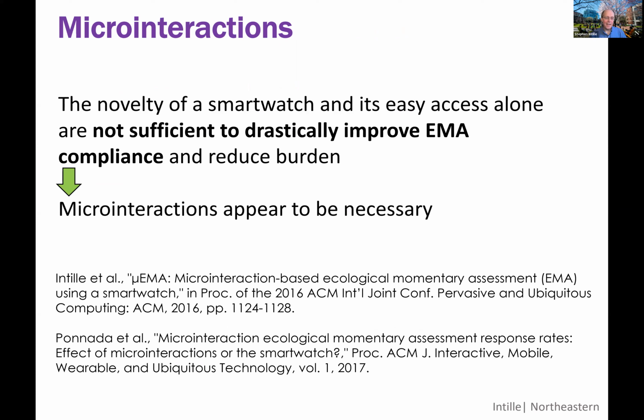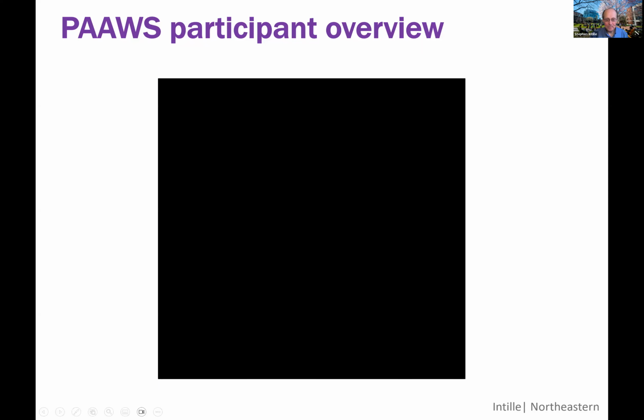But I want to give you a sense of one project we have going on right now to collect data to try to figure this out, but it also motivates why we're interested in micro-EMA. We call the project PAWS, is the acronym, because we're Northeastern Huskies, so the Husky is our mascot. The whole point of this project is to collect data for activity recognition researchers who want to do a better job of building algorithms that detect physical activity, sedentary behavior, and sleep.